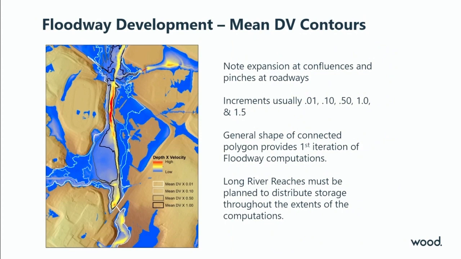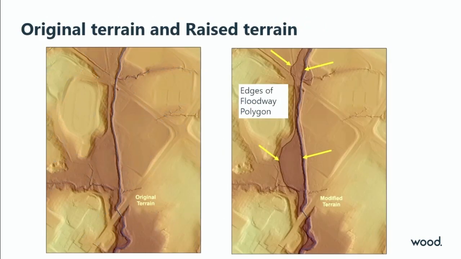We then develop a family of contours for those mean DV contours, and we use those as an estimate for the polygon to compute our floodways. We raise the terrain outside the floodway polygon so that our excess rain on grid flows can enter into the floodway for our floodway computations.